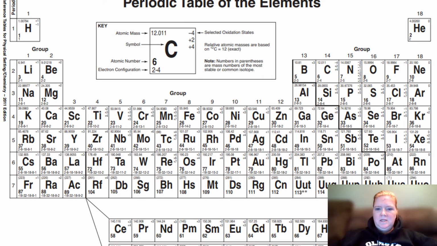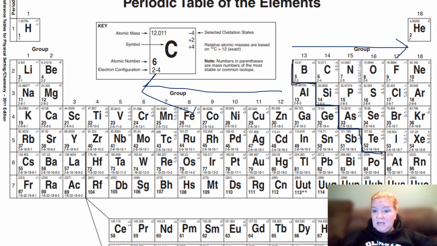All right, so here it is. So do you see this dark line? It's called the staircase. This is the dividing line between metals and non-metals. Okay? So metals are on this side of the staircase. Non-metals are on this side. But if it's touching the staircase, it could be a metalloid. So kind of a metal, kind of a non-metal.